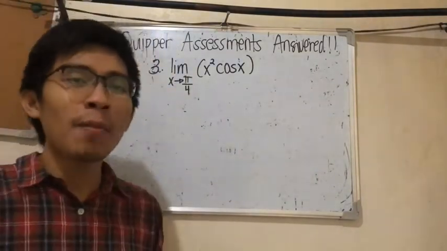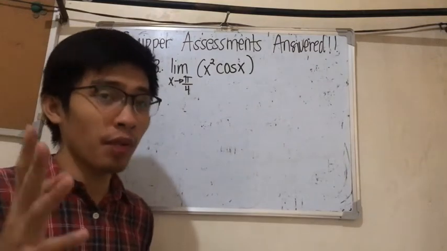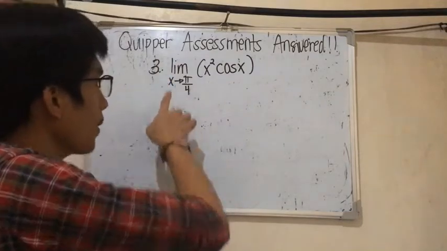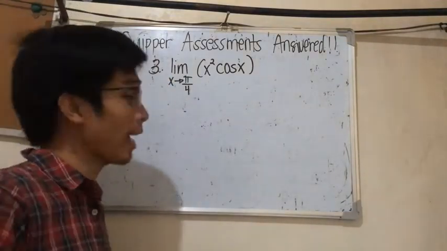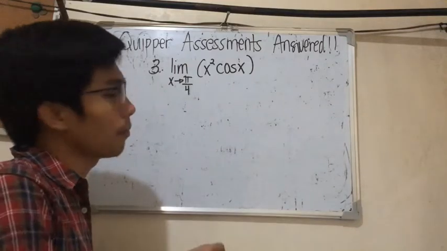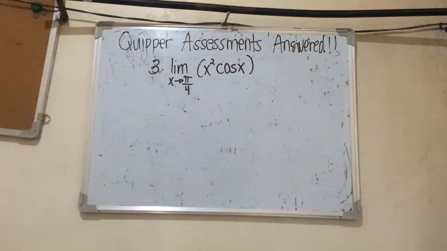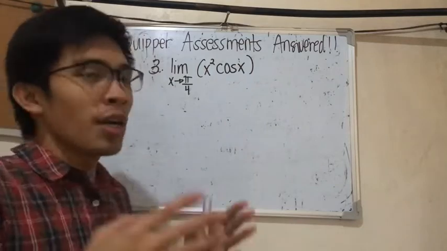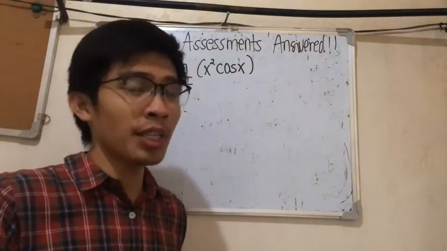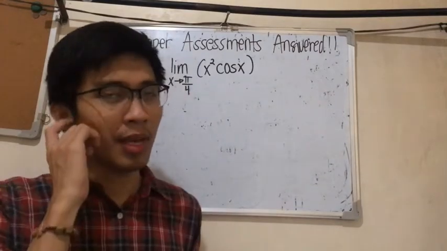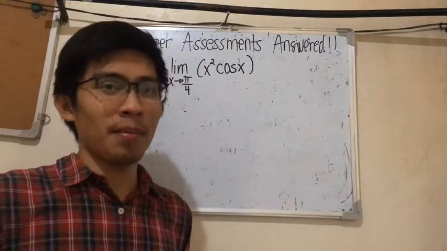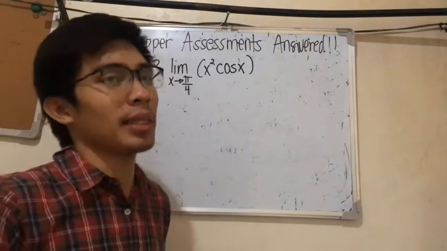I have here my third problem, one of the problems in your Quipper assessment last week. The problem is the limit of x squared cosecant x as x approaches pi over 4. So now, you may pause the video for a while and try to answer it on your own. Okay, I do hope that you already answered the problem. Let's check if you got it right.